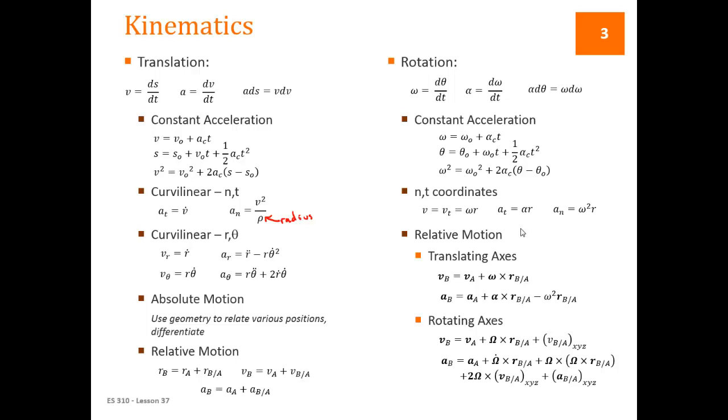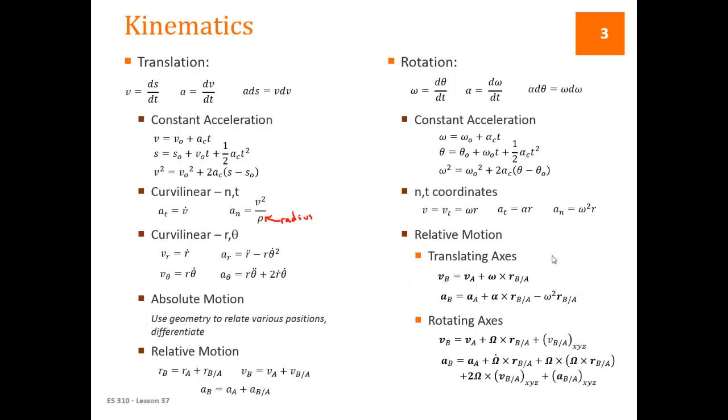Then we have our similar relative motion around a translating axis, for example. So we have the axis is moving and the body is spinning around that axis. And so our definitions were the velocity of point B is equal to the velocity of point A plus omega crossed with the position of B measured from A. And we have the similar equation for acceleration. Acceleration of B is equal to the acceleration of A plus alpha crossed with r, the position of B relative to A, minus omega squared r of B from A.